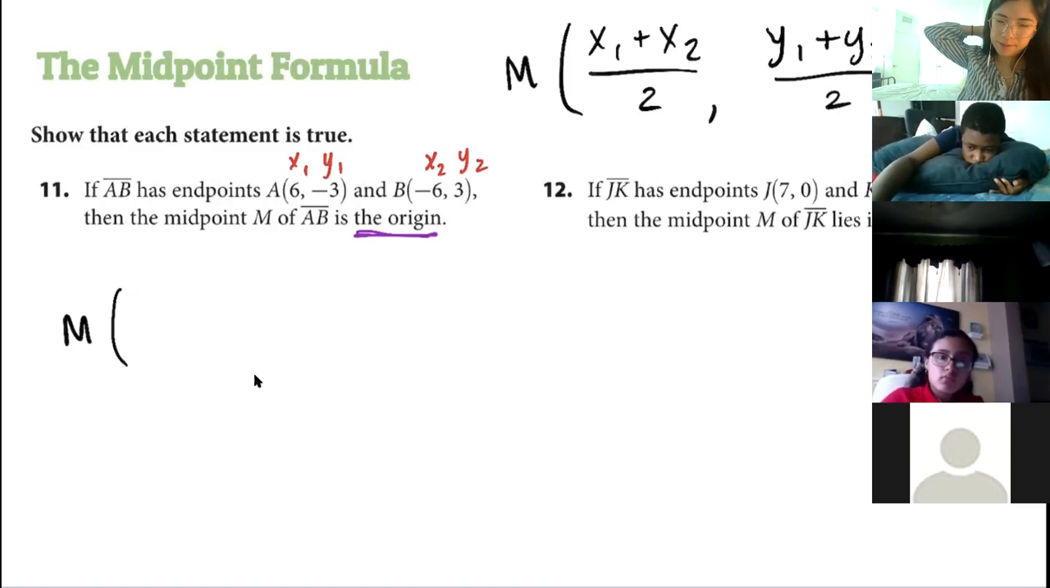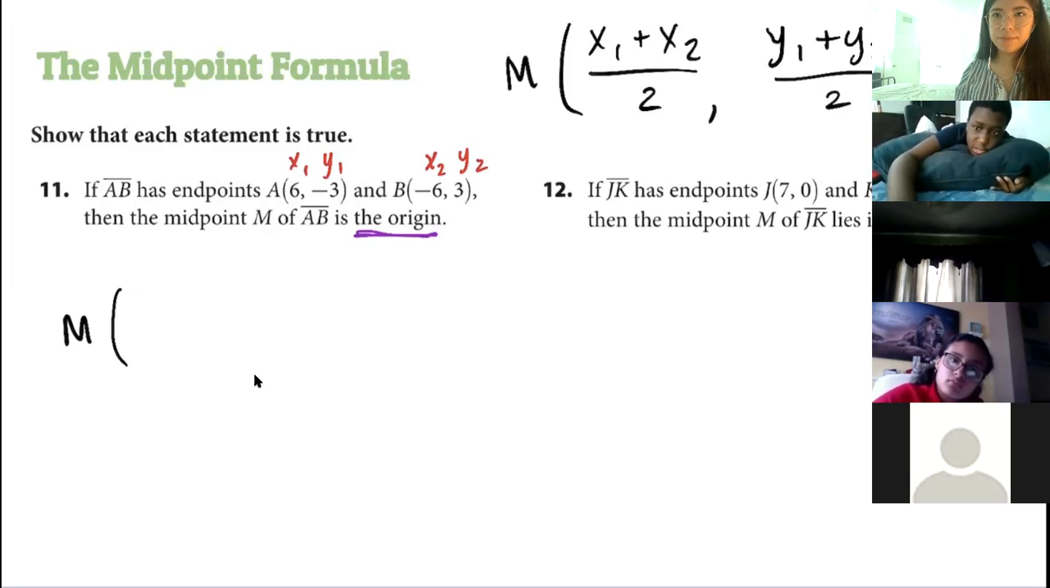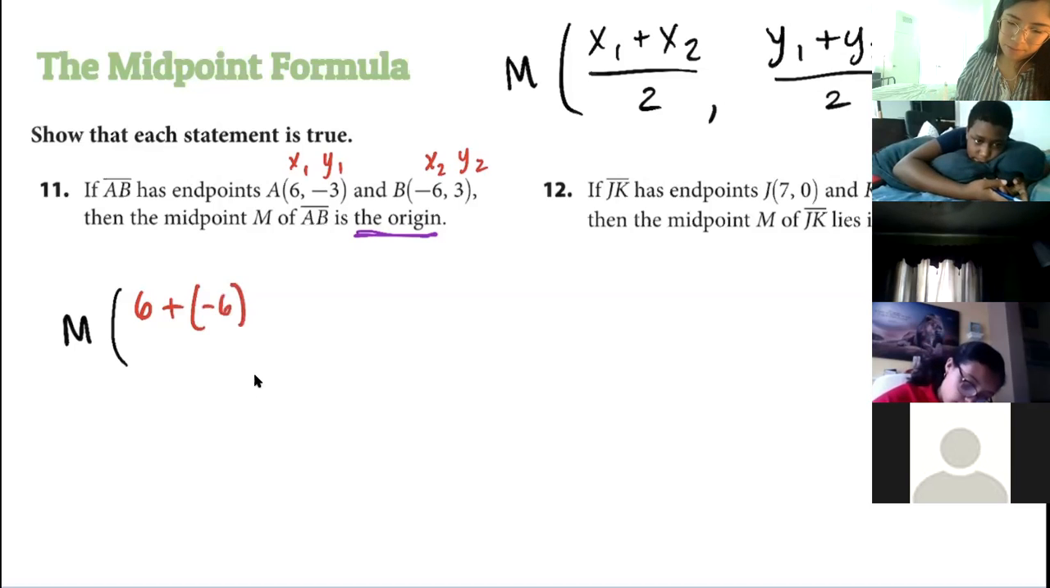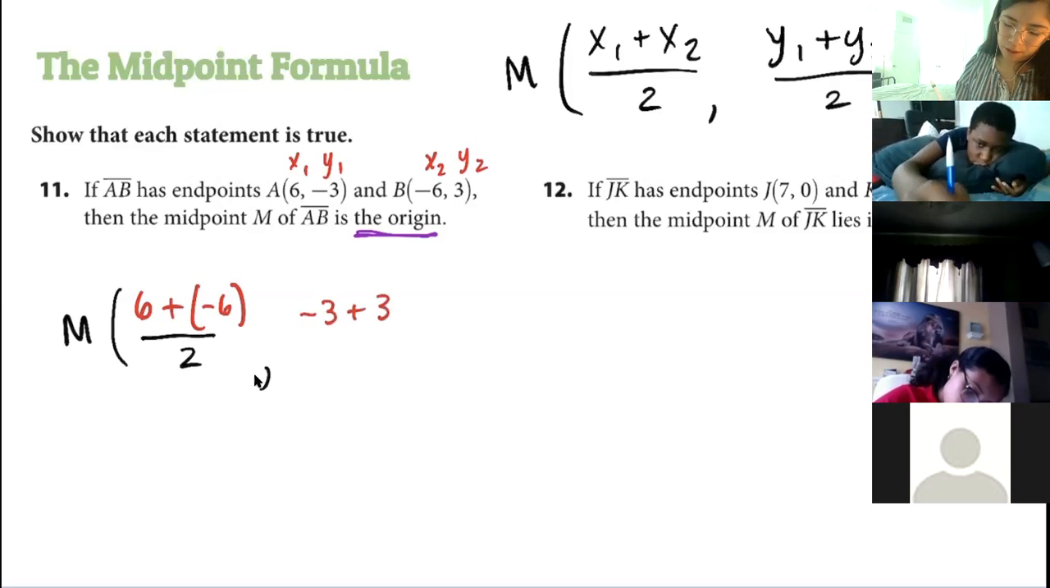And I plug it in. So x1 is 6. So I have 6 plus x2, which is negative 6, and that's over 2. And then for y1 and y2, I have negative 3 plus 3, all over 2.